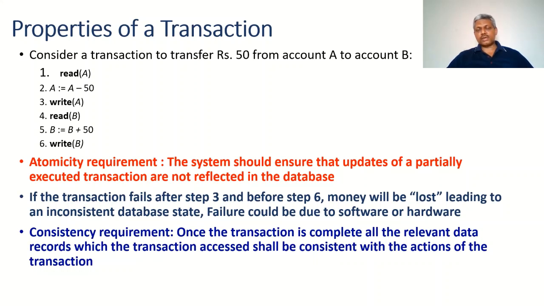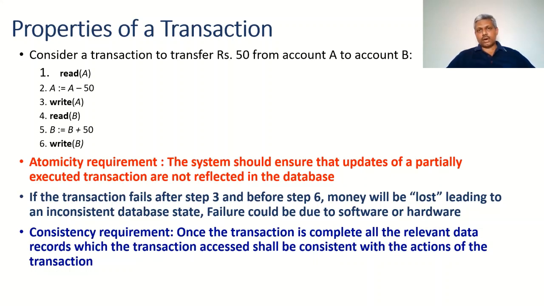Suppose at the third stage there is a failure and the transaction has stopped, then we don't treat half of the transaction. No, we should throw out all the actions of the transaction so far, and restart the transaction afresh. That means as far as the database is concerned, either the transaction has committed, done all its actions, or not done at all. That is what is called atomicity.